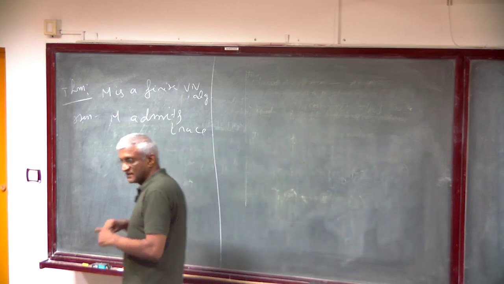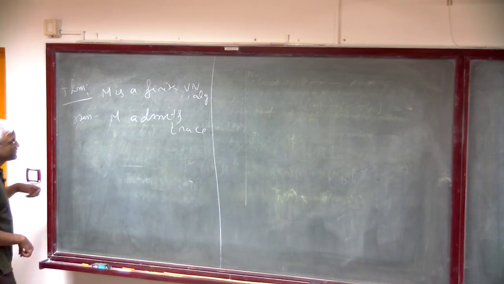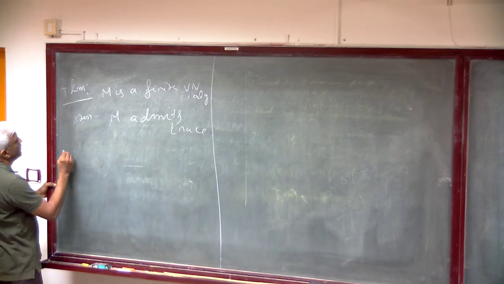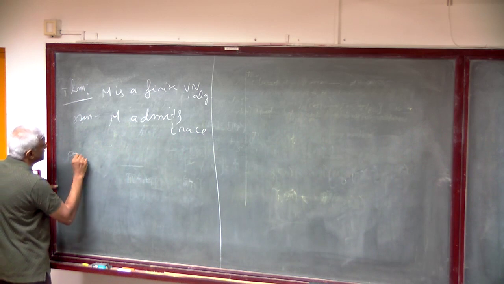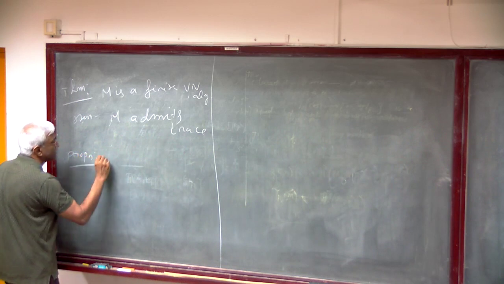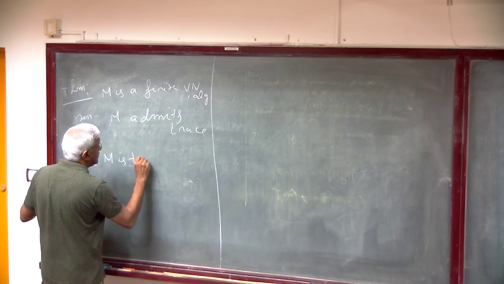So we are assuming this, then things are simpler. We want to prove the following proposition. We assume M is a type II-infinity factor.